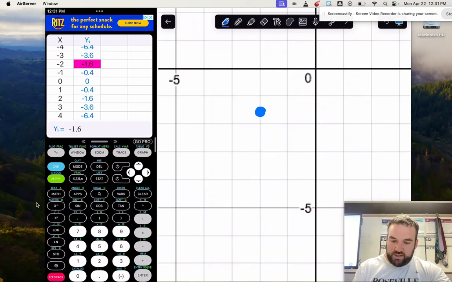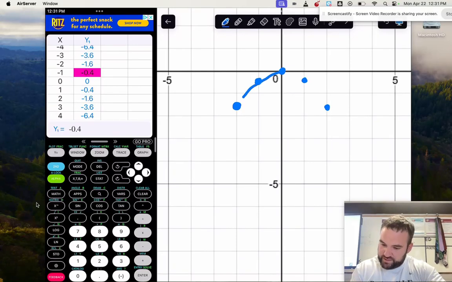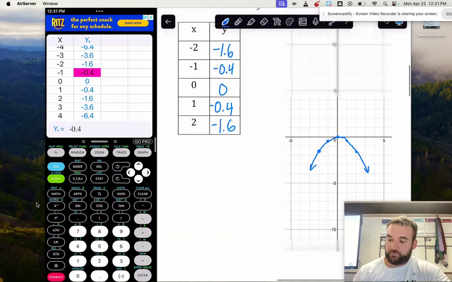And then my next point is -1, -0.4. So -1, -0.4, again, kind of halfway down. Then I have 0, 0, 1, -0.4, and 2, -1.6. So I still get kind of that U-shaped graph, but it's a little bit wider now. It's not quite as steep and tall. It widens out a little bit.